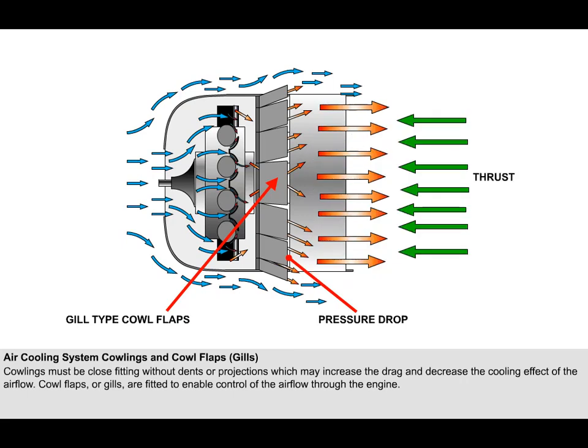As the air flows over the cylinders, it absorbs heat and expands. This increases its speed even more. Any increase in the speed of the air mass flow through the engine creates a reactive force, which, by acting forwards, tends to negate some of the total engine drag.